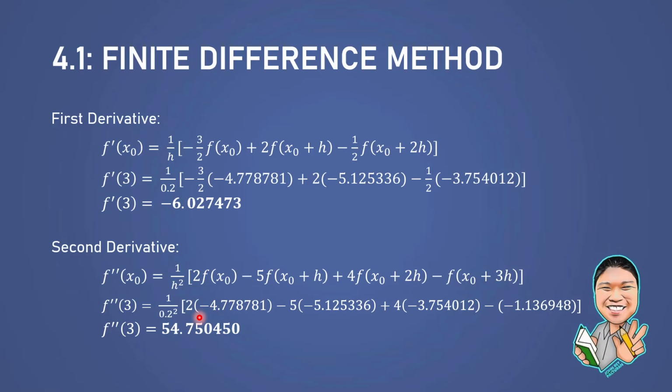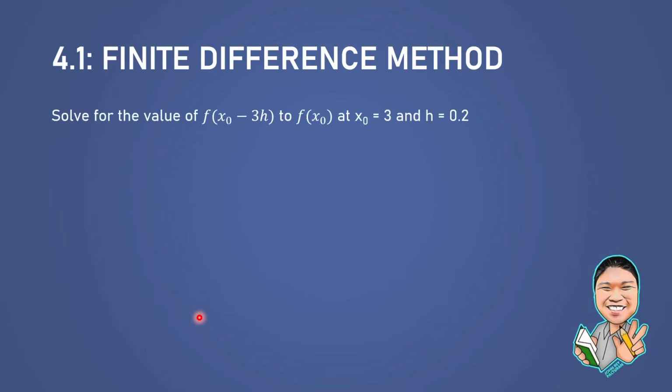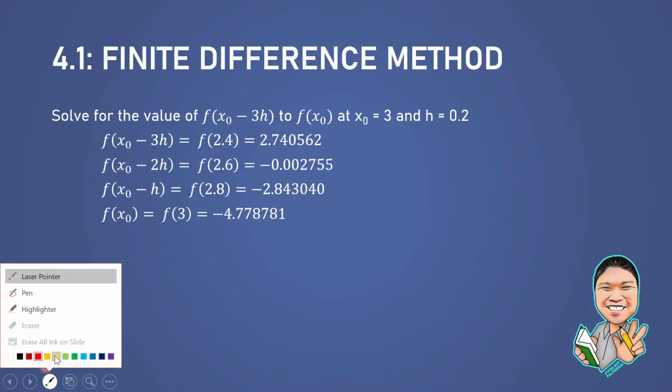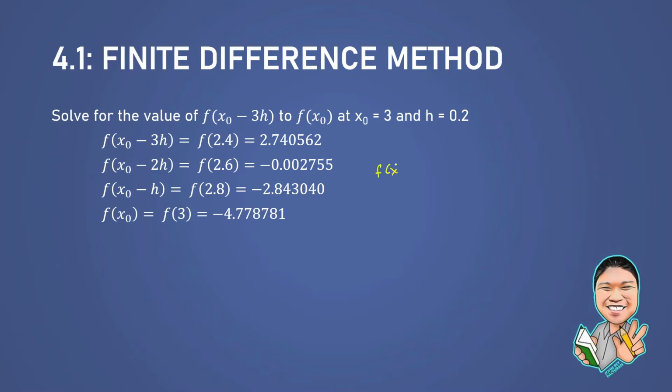So, this is the process if you use the forward finite difference method. How about if you use backward? For the backward finite difference, this is it. Solve for the values this time from f of x sub o minus 3h to f of x sub o. Again, our formula is f of x equals 5, I think, right? Yes, 5 cosine 3x minus e raised to negative 1 half of x. This is our original function.